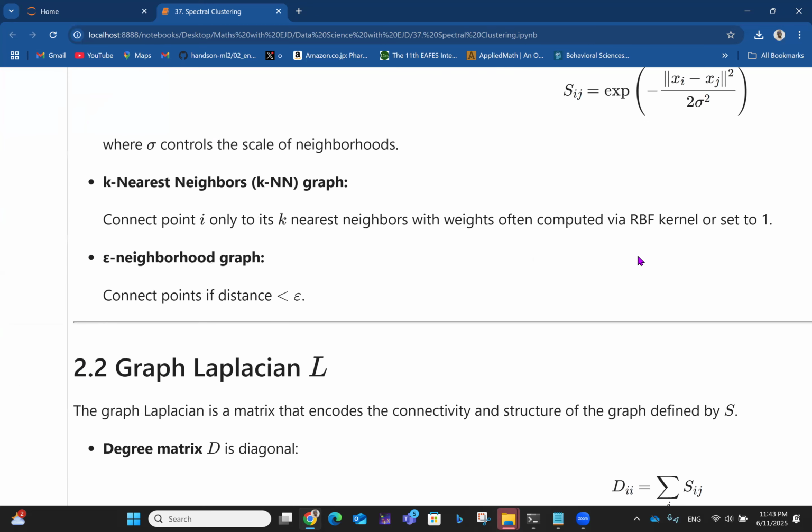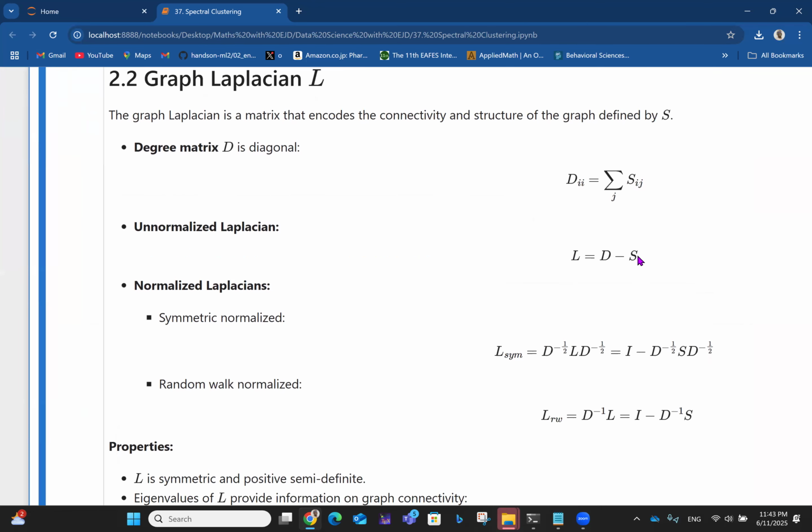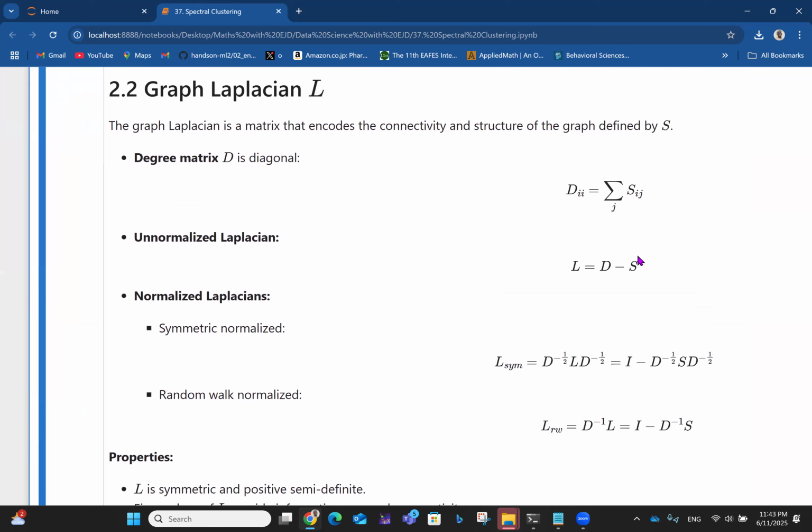But this is fine. Still, we can make do with this. So the graph Laplacian is a matrix that encodes the connectivity and structure of the graph defined by S. The degree matrix D is diagonal, so we have D_i equals the summation over all the j's of S_ij. So it's more like you have S_i1 plus S_i2 plus S_i3 down to the last. Then we have the unnormalized Laplacian, where L equals D minus S.